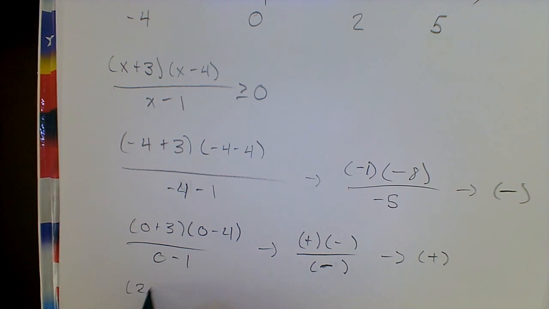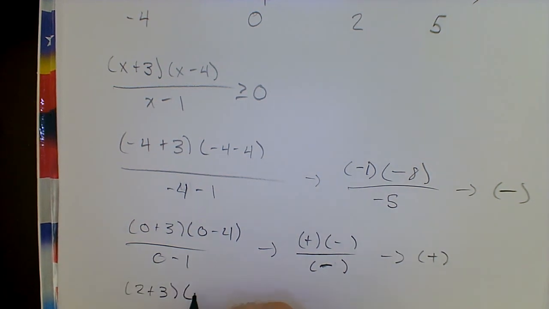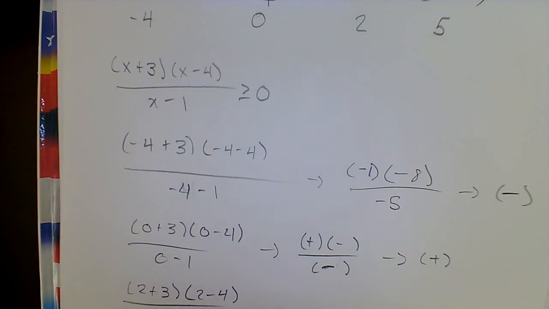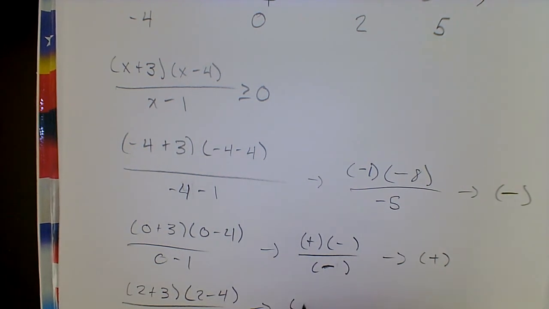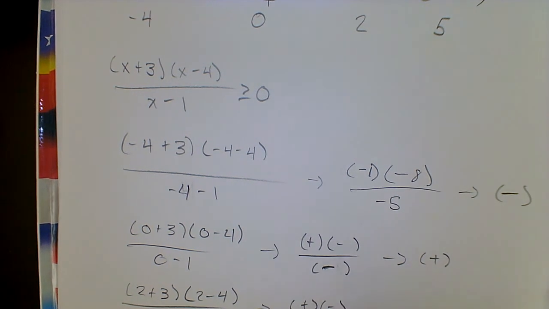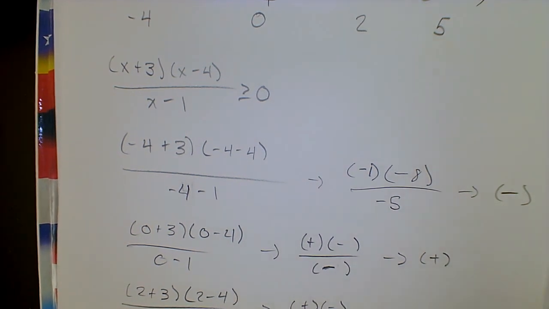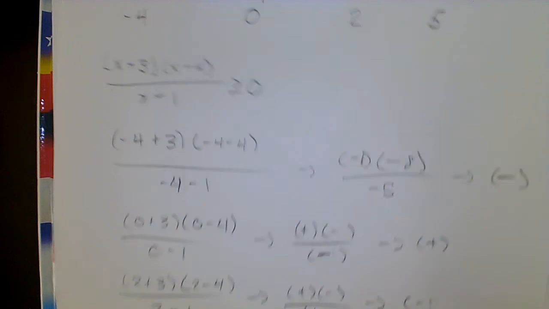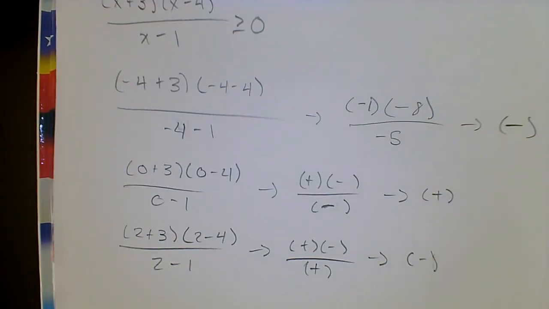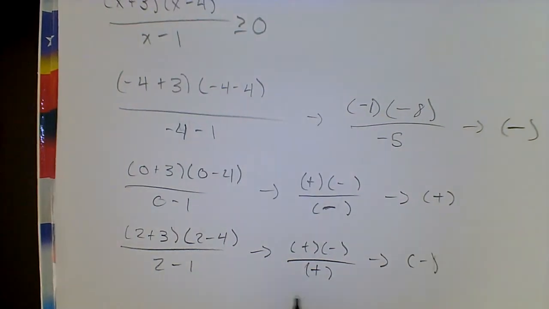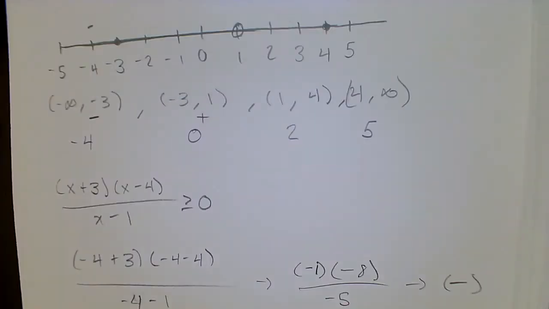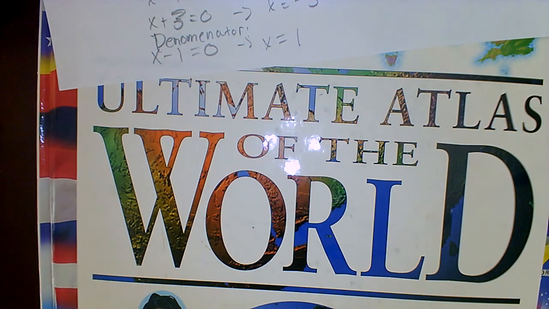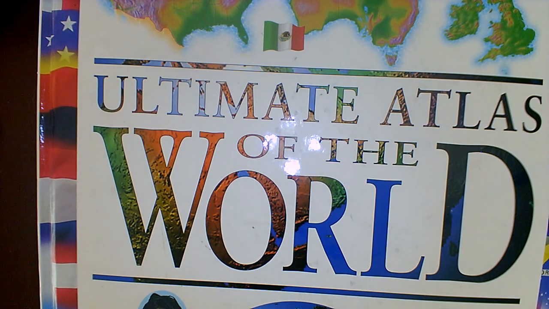Okay, so now I can come back here and put a little plus sign right there. Alright, so now the last two, we get 2 plus 3 times 2 minus 4 over 2 minus 1. So this one is a positive times a negative over a positive. So this one has one negative sign in it, so it's negative. Sorry, I'm not doing a great job of moving my paper. Okay, so again, positive, negative, positive. Alright, so we'll put a little negative sign right there. And I guess we don't really need this page anymore.